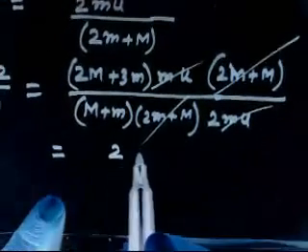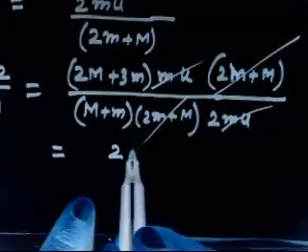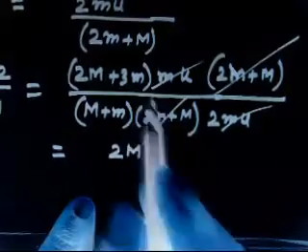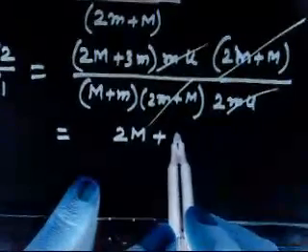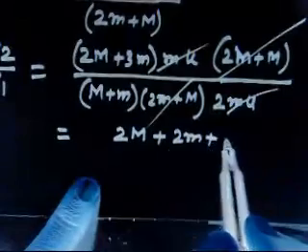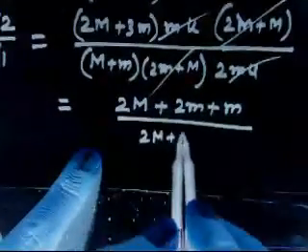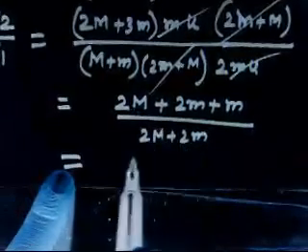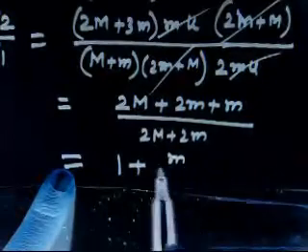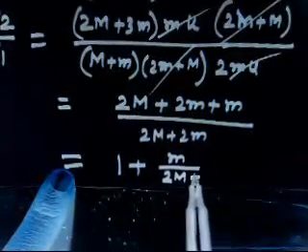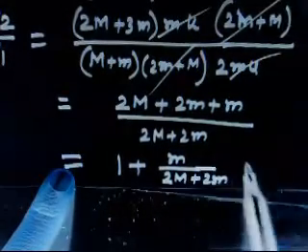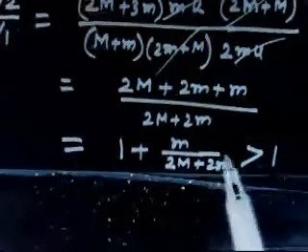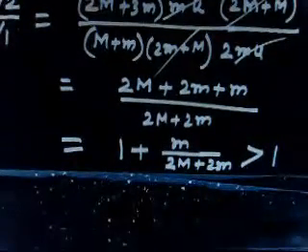2m plus m, and you will have 2m plus, let us write 3m as 2m plus m. By writing this, you can understand soon. And this is 2 into m, so 2m plus 2m. Now I can write this as 2m plus 2m divided by 2m plus 2m, that is 1 plus m by 2m plus 2m. And this is basically greater than 1 because these numbers are positive numbers.